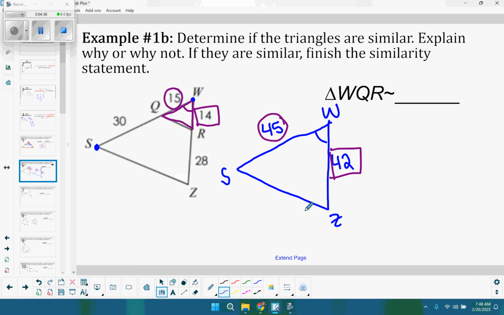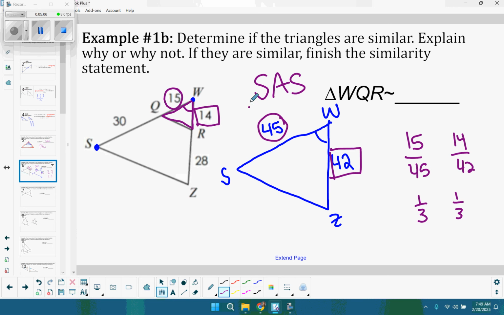By doing this, I know which sides should be in the same fractions. So 15 should be in the same fraction as 45. 14 should be in the same fraction as 42. And I'm going to reduce both. 15 over 45 is 1 over 3. 14 over 42 is 1 over 3. So it works that we have 2 pairs of sides that are proportional, and in between them, we have an angle that's congruent. So this is SAS, and WQR would match with WSZ.